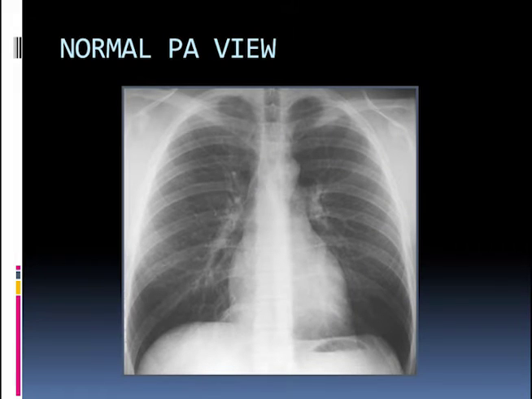All right, well, this is a PA view of the chest, and we call it a PA view because the patient stands with the front of the chest against a film, and the radiation goes from the back of the patient through the front to the film. So this is a PA view, and you can see that we can see many structures on a PA view.